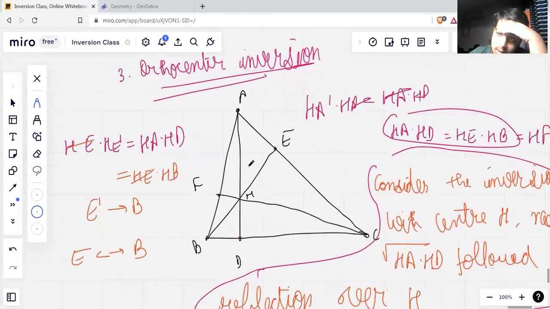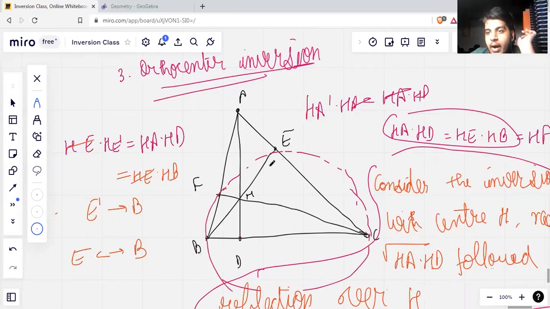Okay, so what are some nice things about this inversion? This circle BFEC goes to itself. Why? Under this inversion, because F goes to C and E goes to B, this circle should go to a circle. We know four points lying on the circle, so we can construct the circle. The three points are EBC. In fact, we know four points, FEBC. So this will be the same circle, right? This is a nice thing.